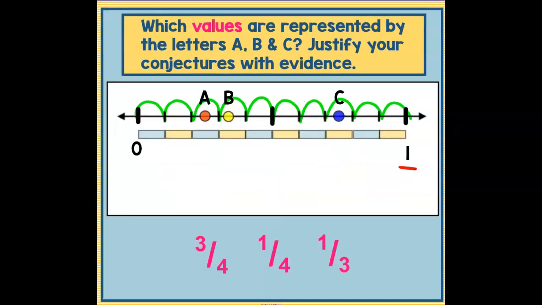Okay, so my first job is to count my jumps again. I have 10 equal jumps. So if I want to think of it as a fraction, I can think of 1/10 that way, or I could think of 0.1 that way, like a dime. I'd go all the way across to count them. So if I look at my three options, I've got 3/4, 1/4, and 1/3.